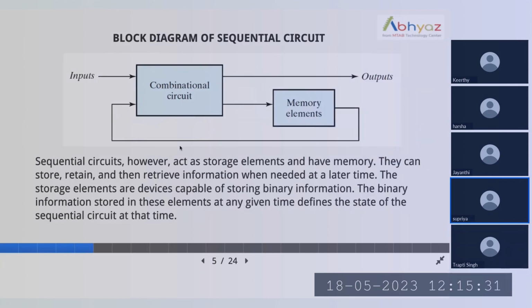Here we can see the block diagram of the sequential circuit. The combinational circuit combined with the memory elements gives the output from the given input. A sequential circuit, however, acts as a storage element and has memory. It can store, retain, and then retrieve information at a later time. The storage elements store information in binary format, that is 0 and 1, and this binary information is stored at definite states of time in the sequential circuit.